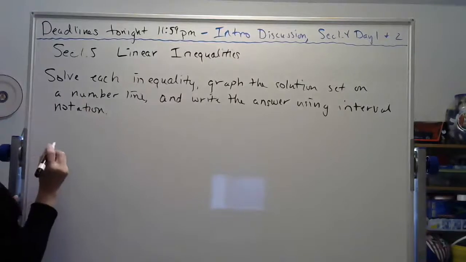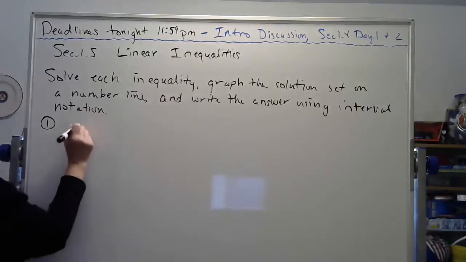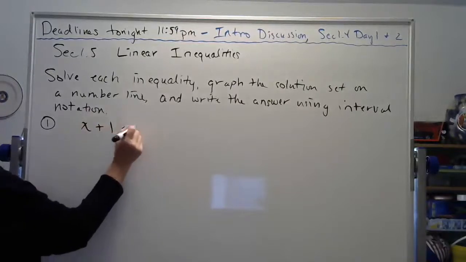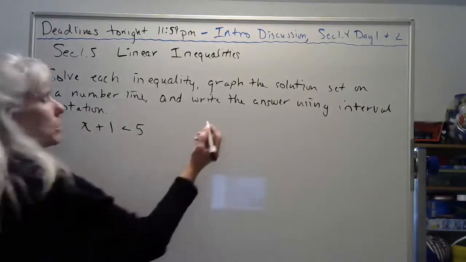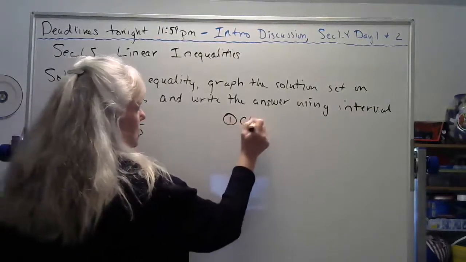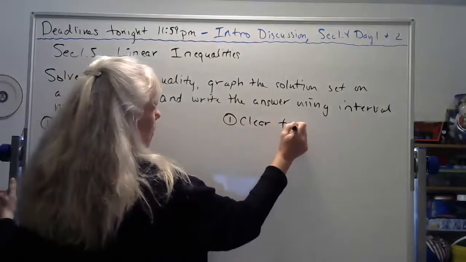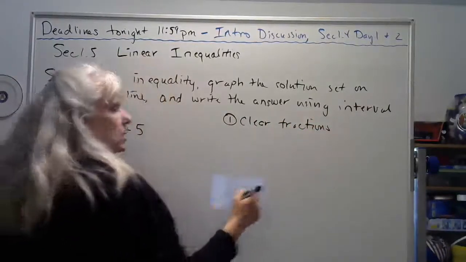Okay, so let's go ahead and solve our first example. So example 1, let's do x plus 1 is less than 5. When you're solving a linear inequality, you're going to use the same general steps that you do when you solve linear equations. So you want to make sure that you remove any fractions. So step 1 would be to clear fractions. We will do an example involving fractions here in a bit.